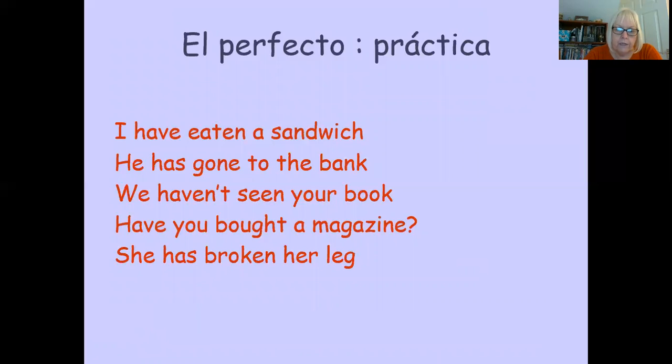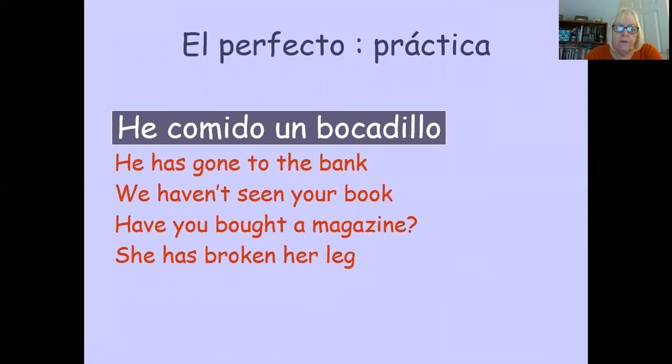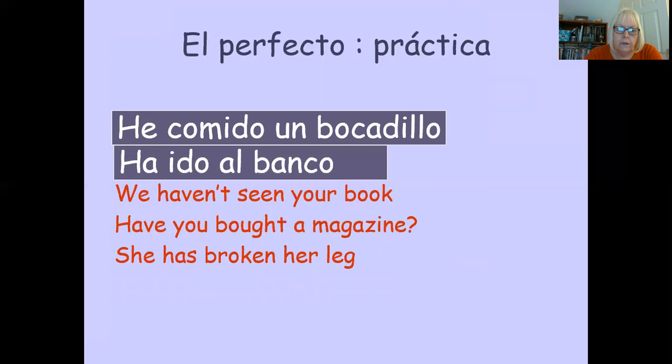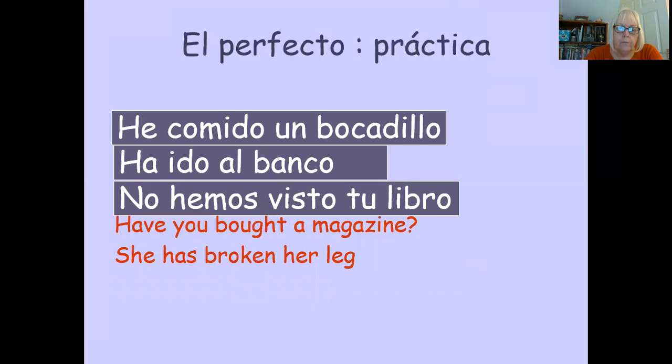Okay, so assuming you've done it, here are the answers. He comido un bocadillo. I've eaten a sandwich. Ha ido al banco. He has gone to the bank. No hemos visto tu libro. We haven't seen your book. That's an irregular one. Visto. Have you bought a magazine?